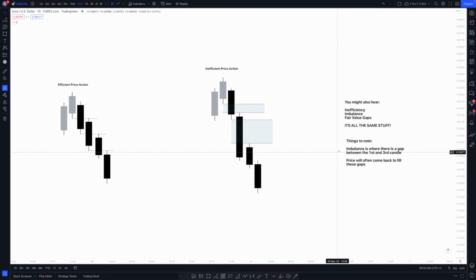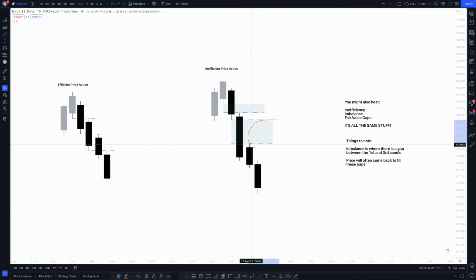Another thing to note: imbalance is where there is a gap between the first and the third candle. In this example here, on the efficient price action side, we have candle 1, candle 2, and then candle 3. What you'll see is the wick of candle 1 isn't met by the wick of candle 3, which has left this gap, which is considered imbalance. On this little bit of imbalance right here, if I just mark it out.